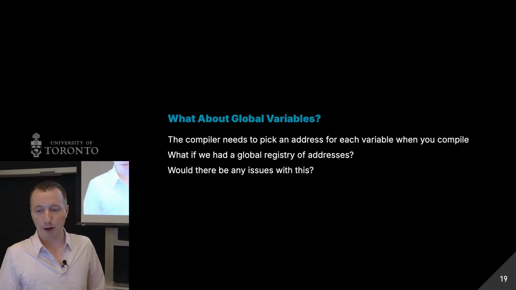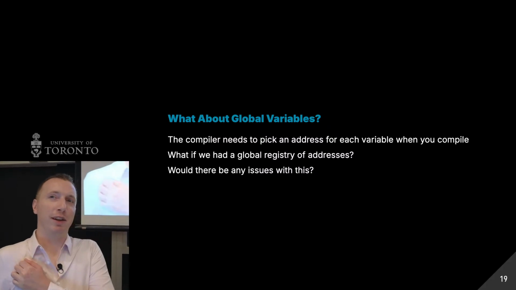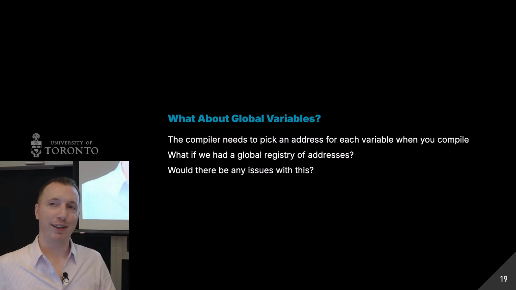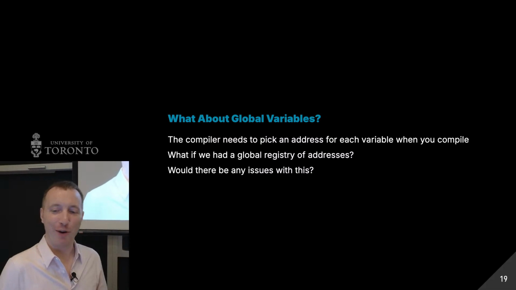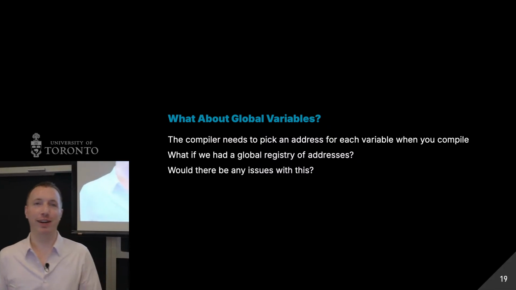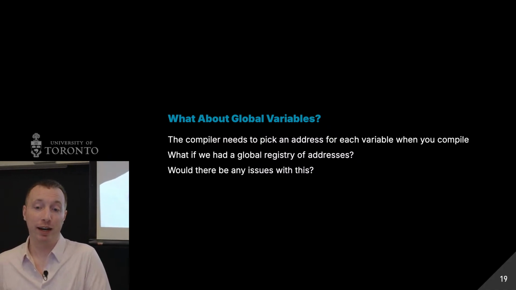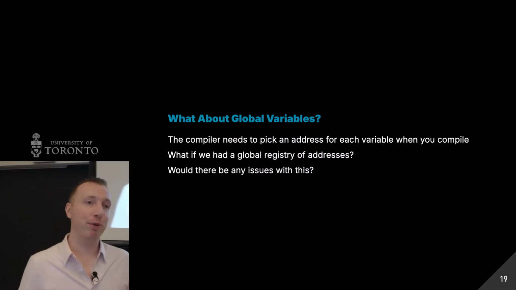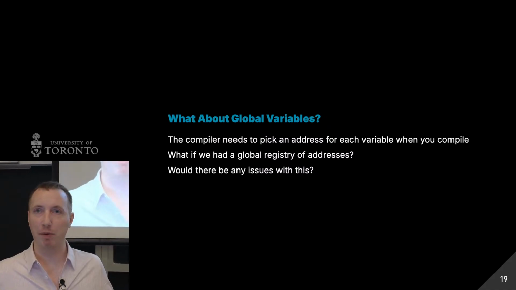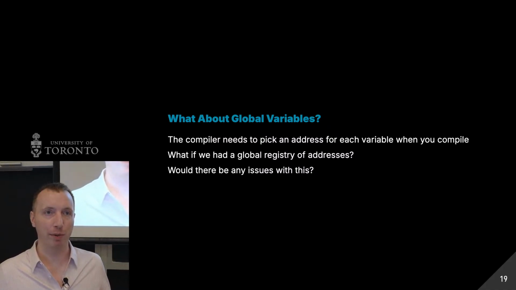And then global variables. You might think global variables are this magical thing, but really all a global variable is, is that the compiler picks an address. When you compile your program, the compiler just picks a random memory address, and that's where your global variable lives.